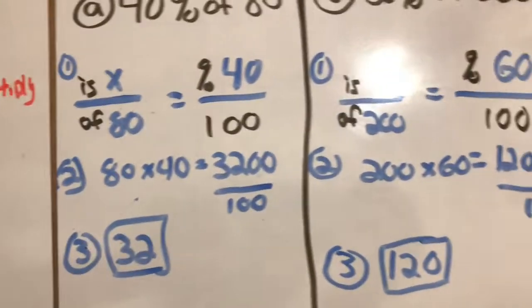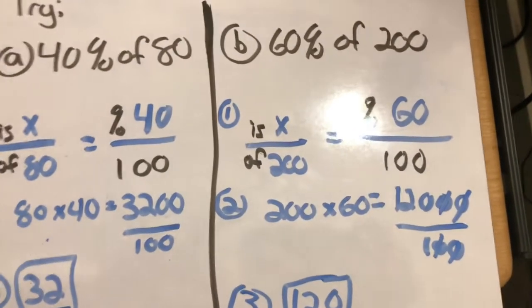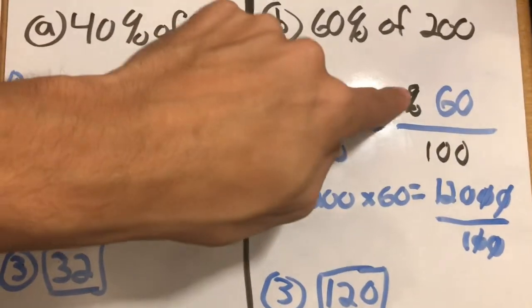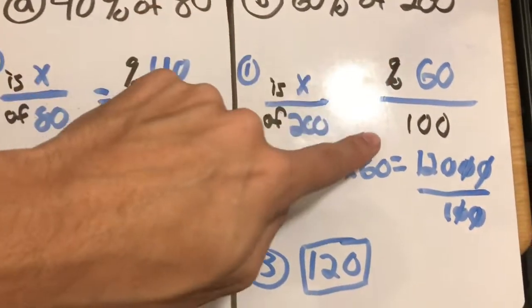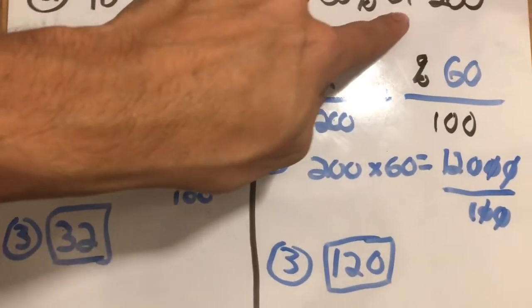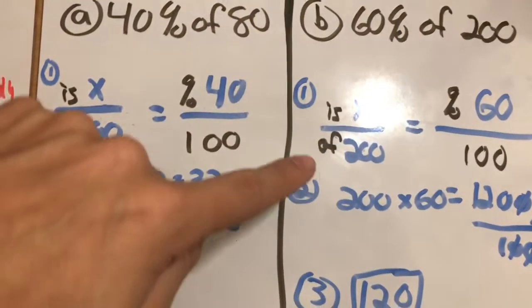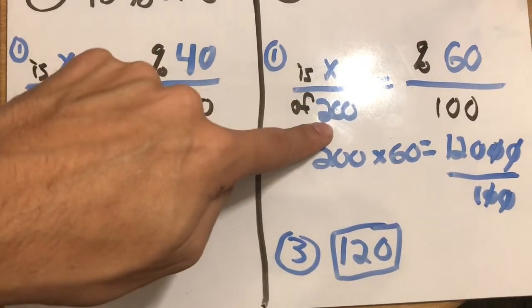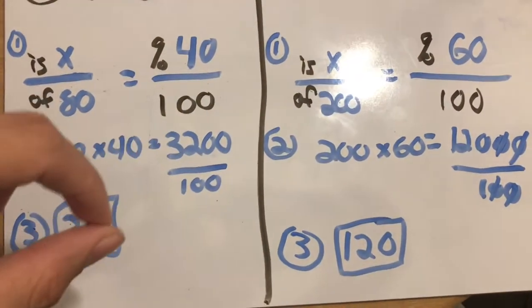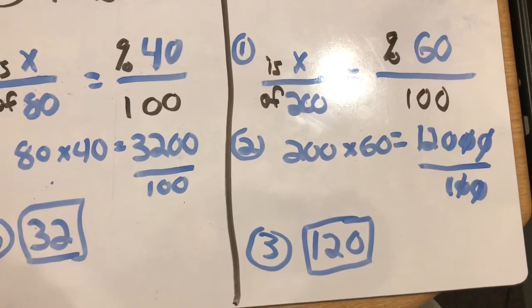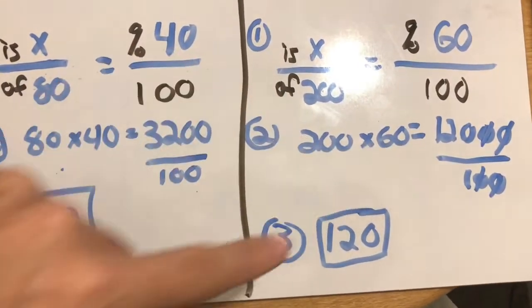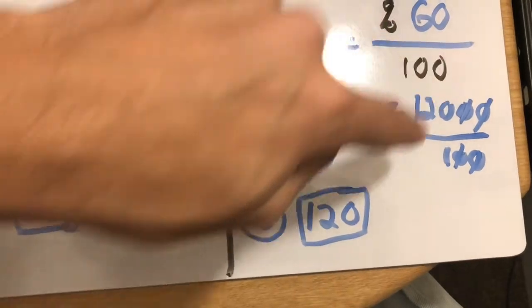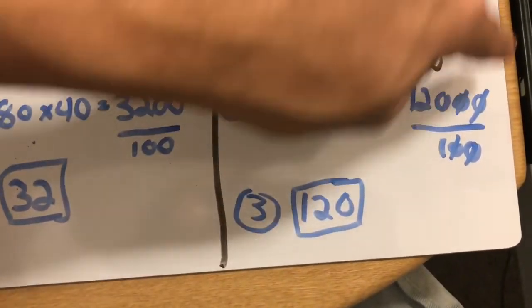reduce. For problem B, once again, I took my 60% and put it next to the percent sign. The 100's always there, and since it says of 200, I put that in the of section. Step 2 is cross multiply, so I did 200 times 60. 200 times 60 gave me 12,000, divided by 100 to get 120. Remember, when you divide by 100, you can just cross out the zeros.